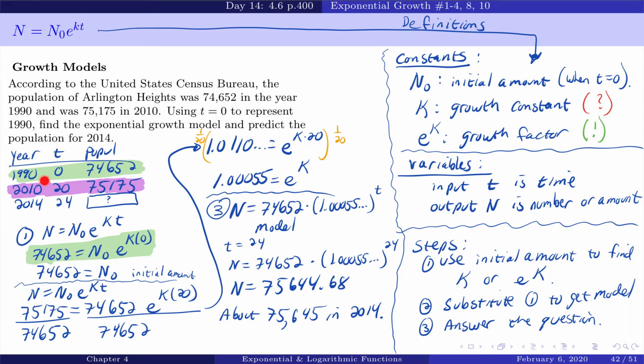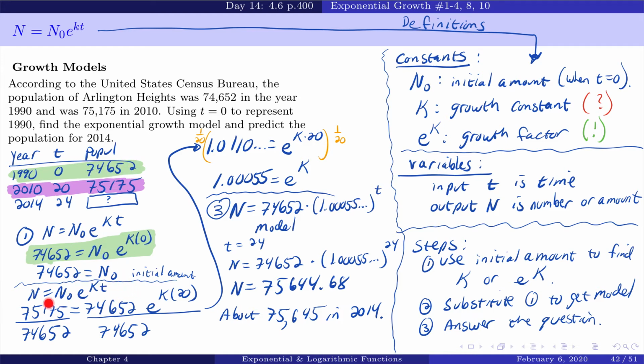So to go through the 3 steps, first step is I need to use the initial amount to find N0. So I take 0, plug it in for t, I plug in an amount of 74,652, and then I realize that e to the 0 is 1, so N0, my initial amount, is 74,652. If your time is 0, then this number here is going to be the initial amount, N0, all the time. So now we can save the steps of solving this algebra and just call that N0.